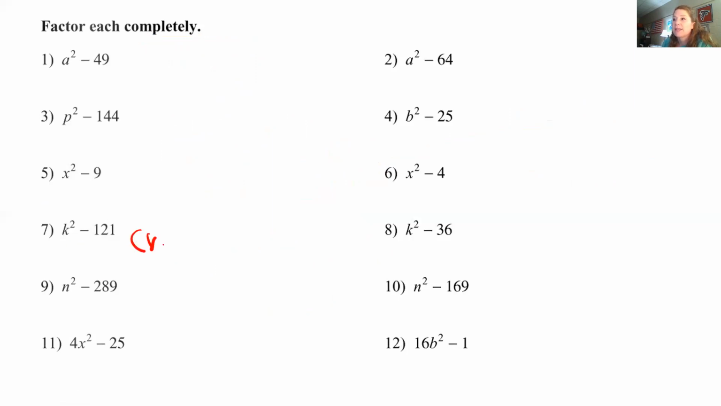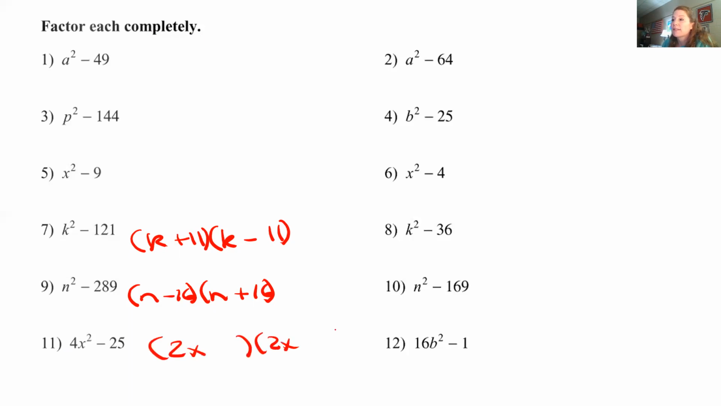All right, so number 7, square root of k squared is k. Square root of 121 is 11. So we get plus, minus. Number 9, when we factor it, we get 16, I think it is. They'll tell me if I'm wrong. One's a plus, one's a minus, doesn't matter what order. What's the square root of 4x squared? It'd be 2x and 2x, and then we have 5 and 5.